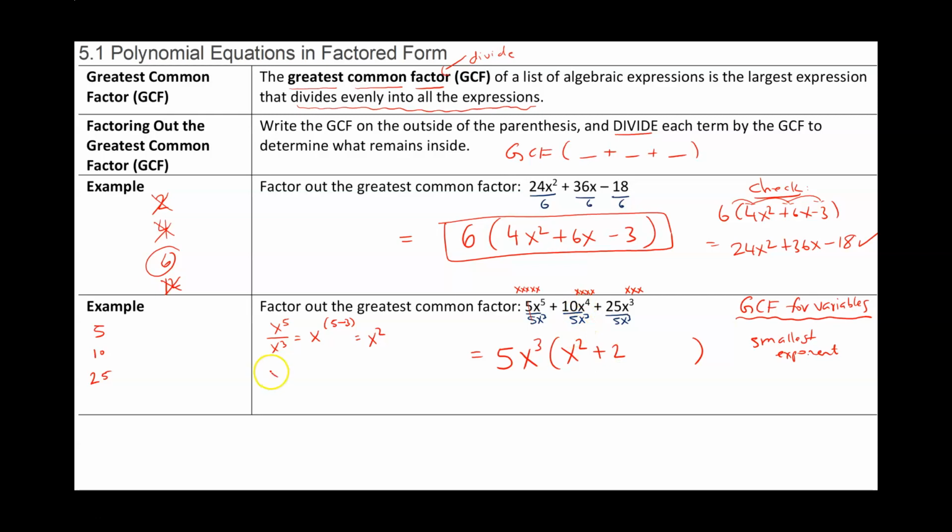x to the 4th divided by x cubed, same thing. We are going to keep the base and subtract the powers. So this will give you x to the 1st, which is x. 25 divided by 5 is 5. x cubed crosses out. So this is going to be the final answer.